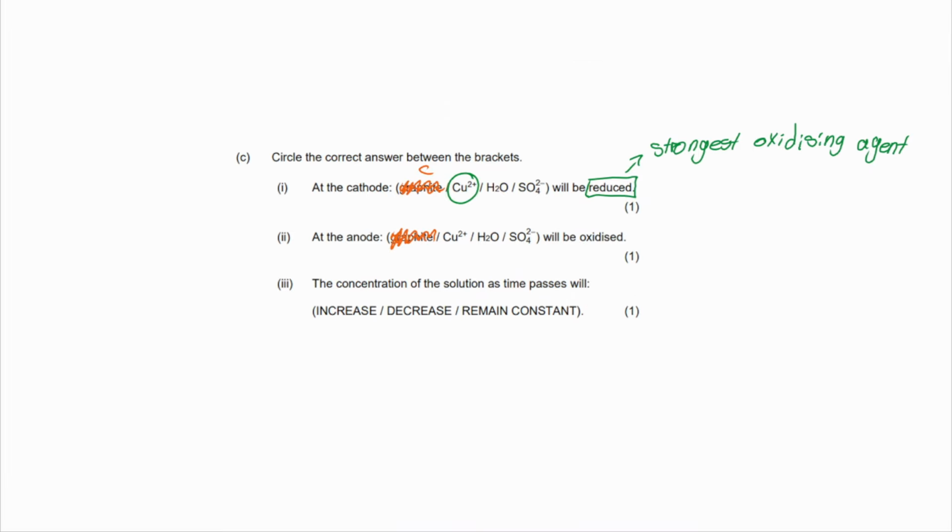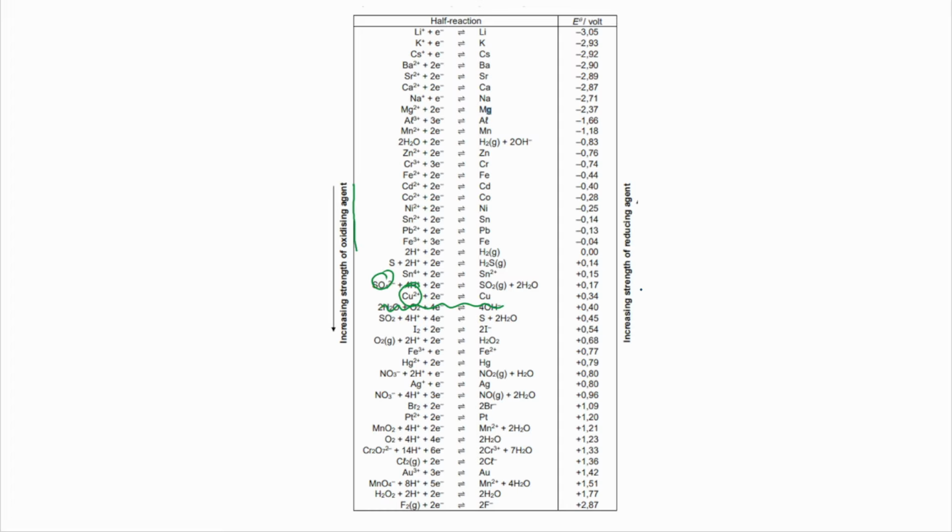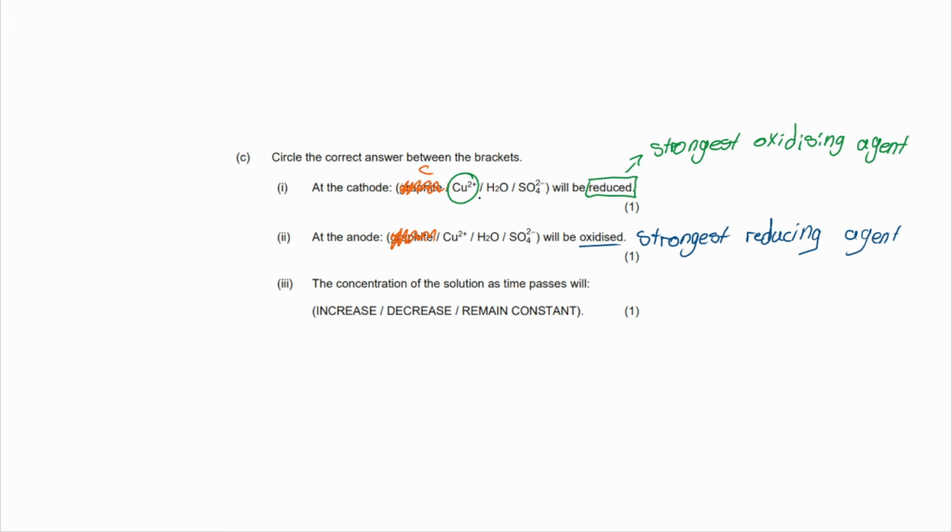Now we need to think. Now we're looking for the thing that will be oxidized. Between those three, we're looking for the strongest reducing agent. Remember, I cut out this arrow by accident, but it looks like that. The strongest reducing agents will be here at the top. So let's look from the top downwards. Again, we're looking for Cu2+, and for H2O or SO4 2-.